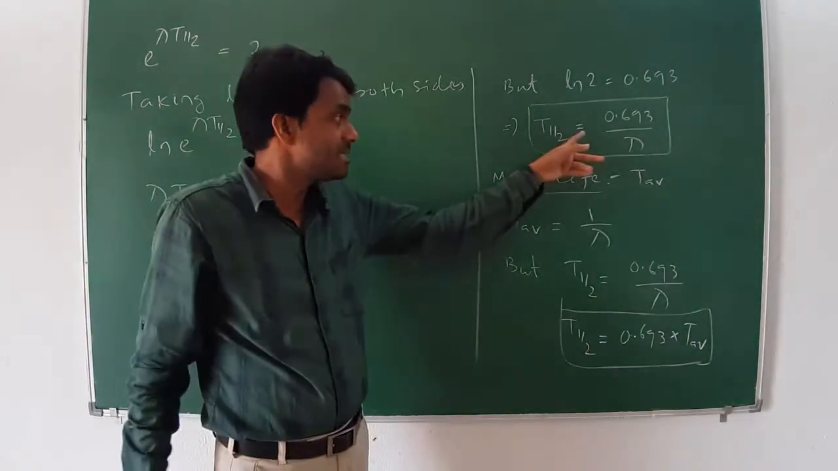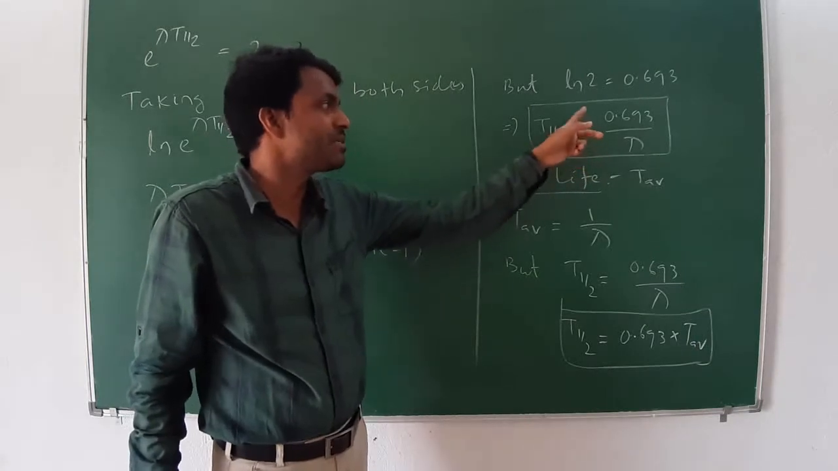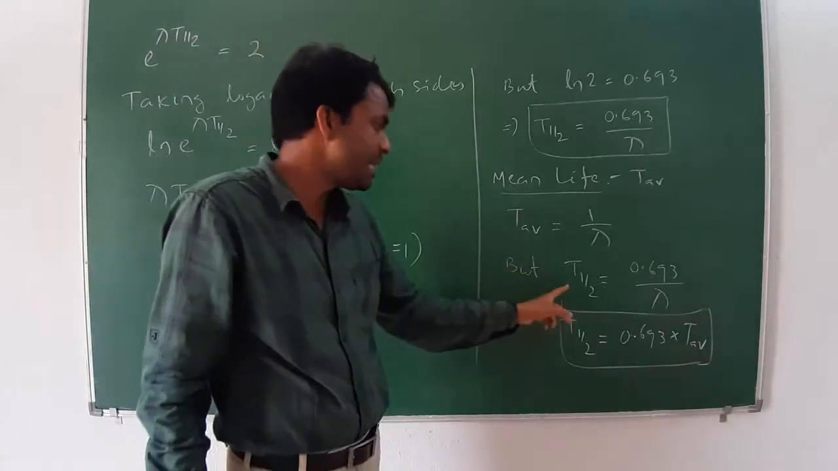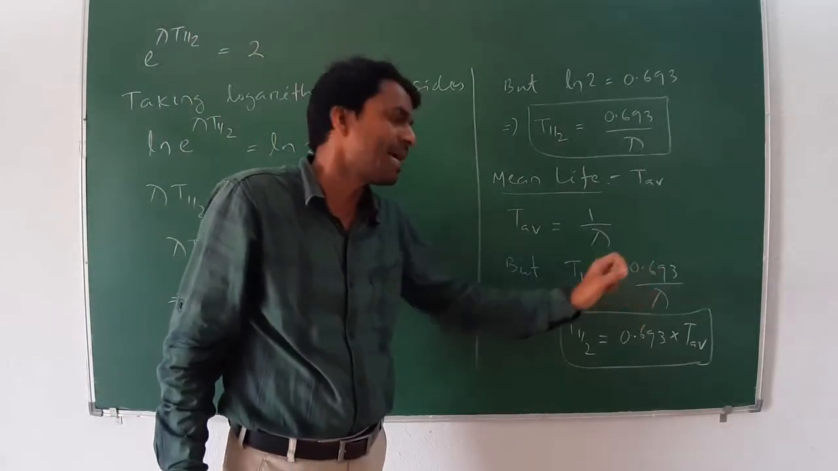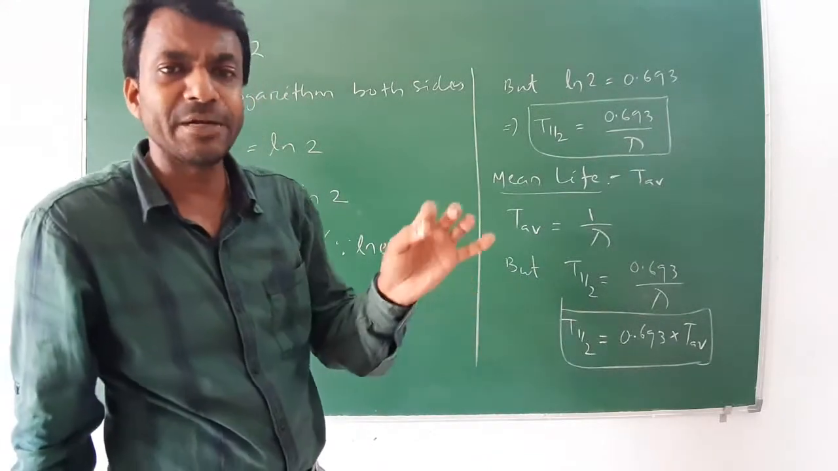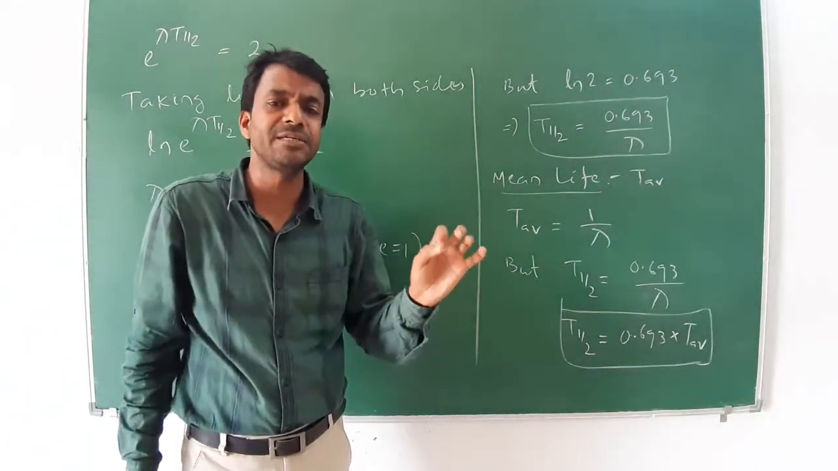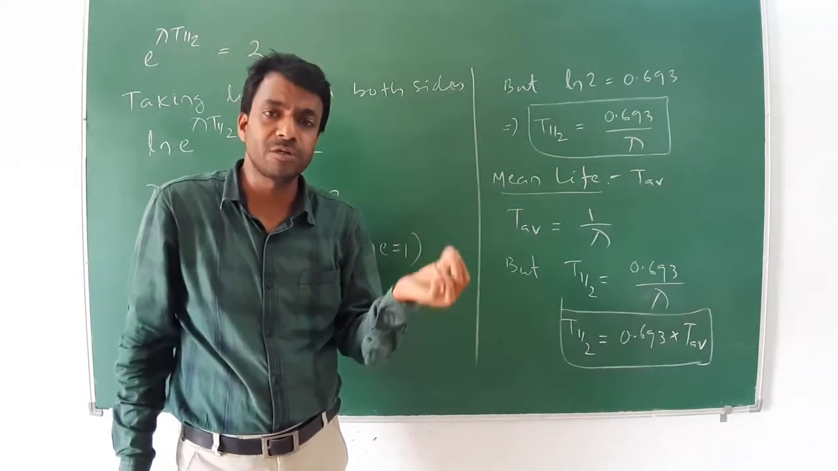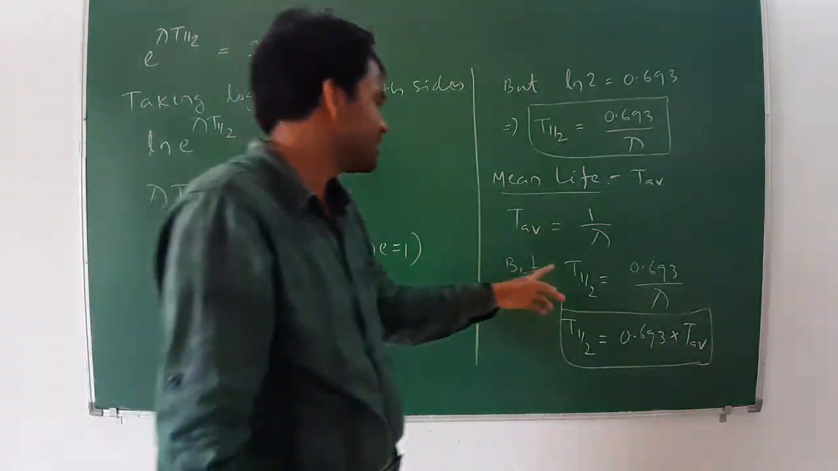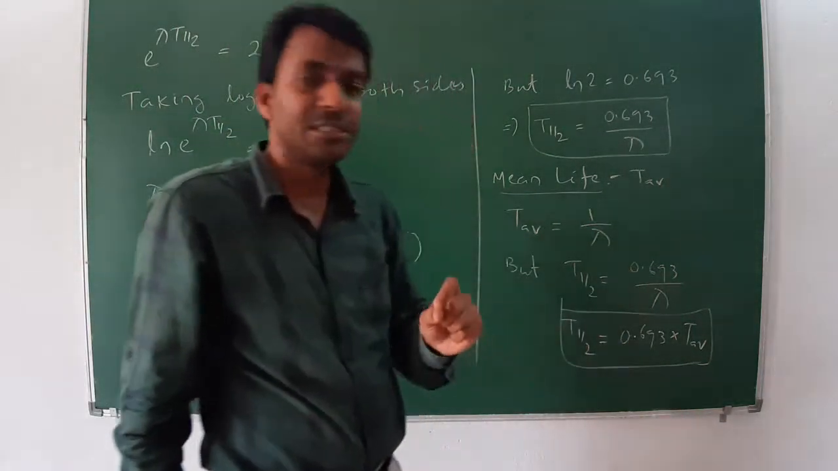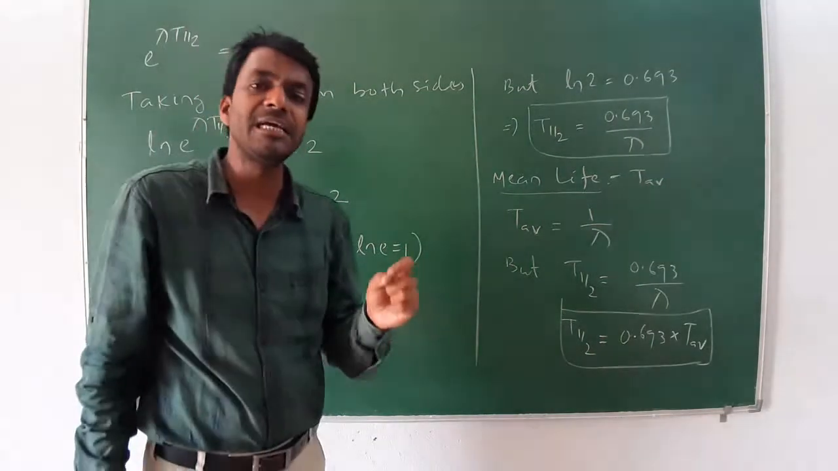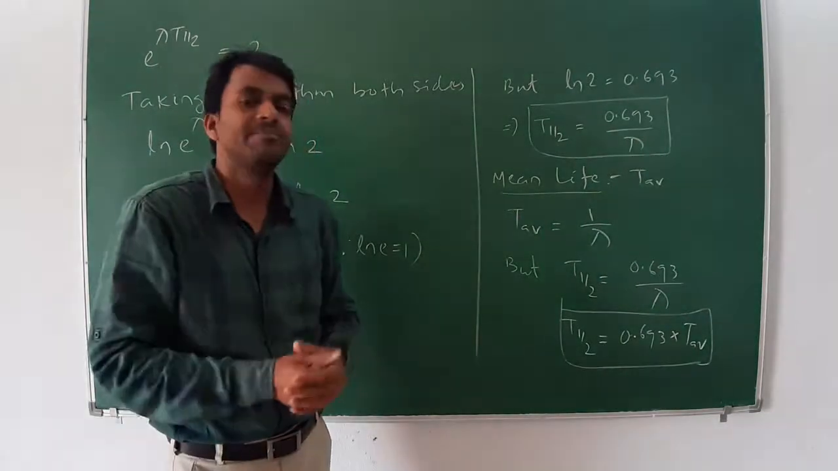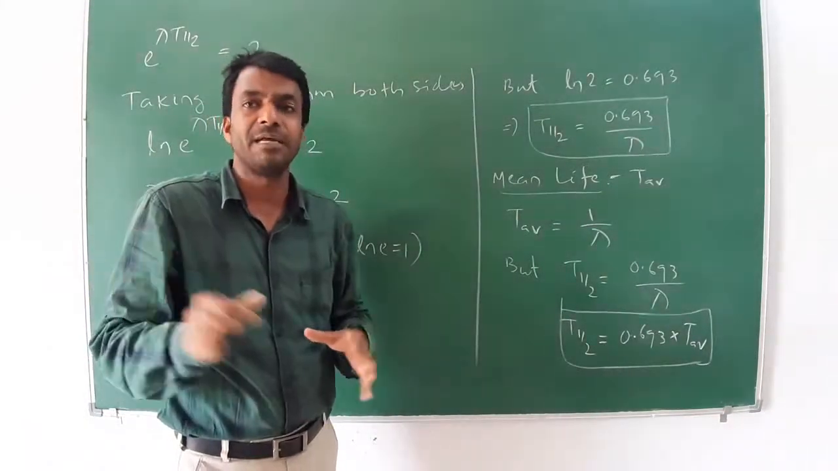But from the earlier equation, half-life T half is equal to 0.693 by lambda, or T half equal to 0.693 into 1 by lambda. In place of 1 by lambda, we can put the value T average. Means T half is equal to 0.693 into T average. This is the required relation between the average life and half-life.